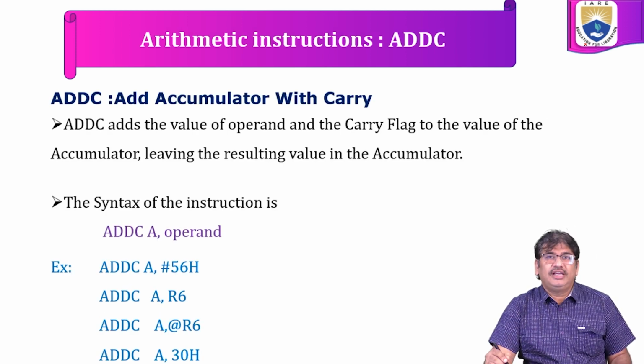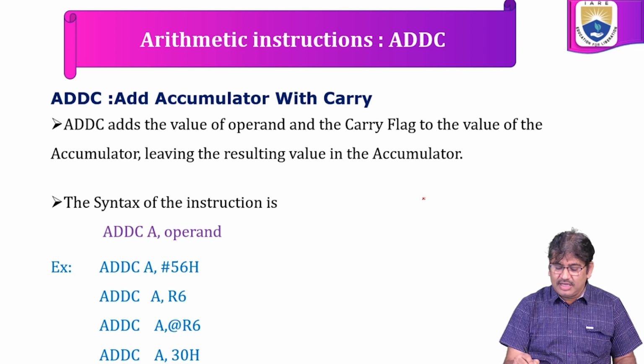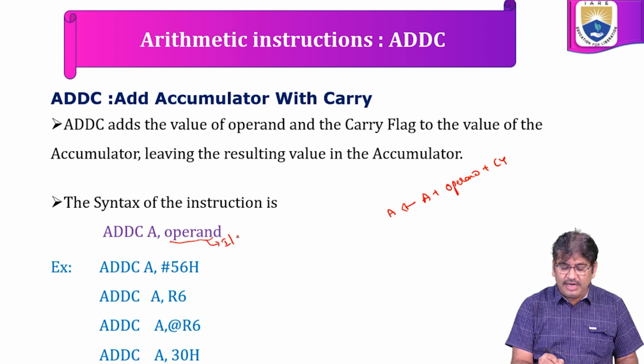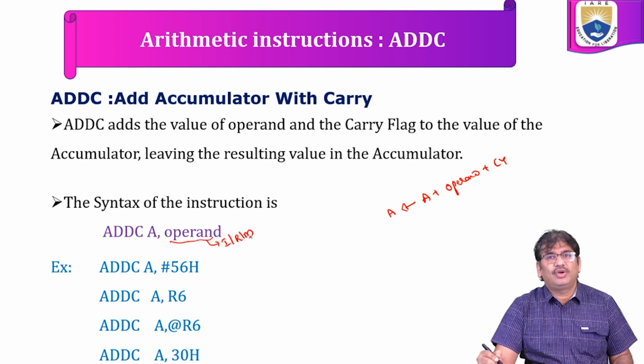The next instruction is ADDC, add accumulator with carry. ADDC adds the value of the operand along with the carry flag with the accumulator, leaving the result in the accumulator. The syntax of the instruction is ADDC A, operand. Here, the accumulator contents will be added with the operand contents along with the carry flag, and the result will be placed back in the accumulator. The operand can be an immediate data or register or memory location.